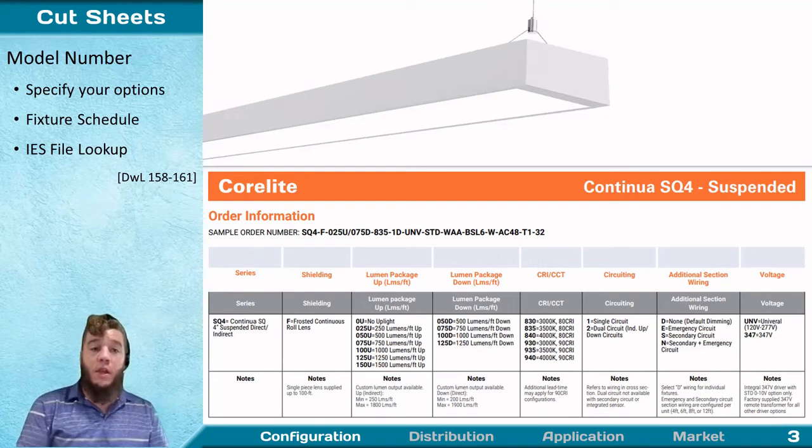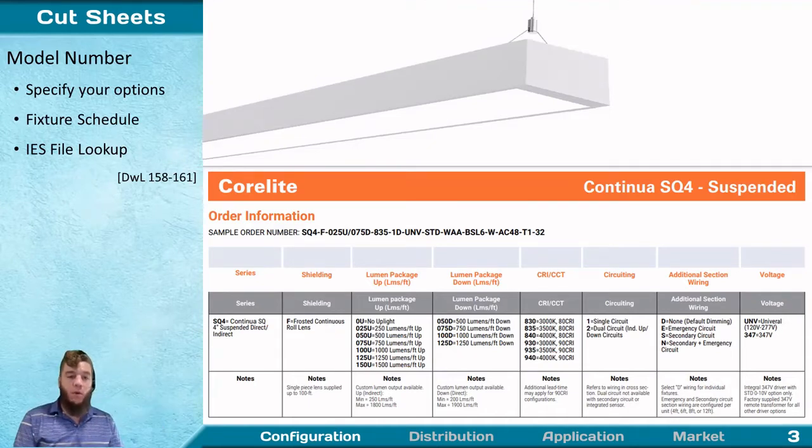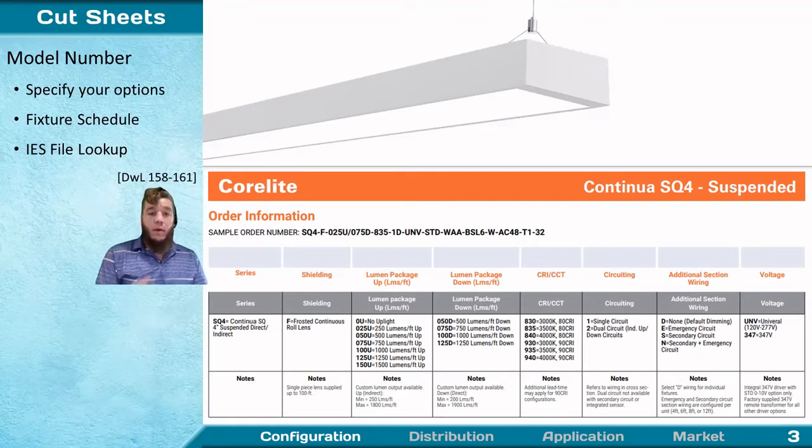So the big thing here on the cut sheet is, it's going to walk you through specifying your options. It's also going to give you a final product number or order number. Right here is an example of the way that's formatted for this particular luminaire. That's going to go on your fixture schedule. And it's also very important because when you actually order luminaires, having this number right means you get what you want, not something else, something similar, or something that won't work for your application.